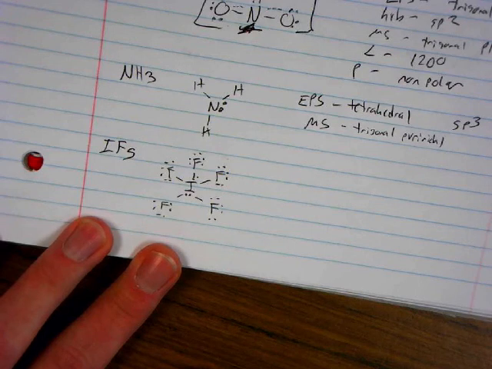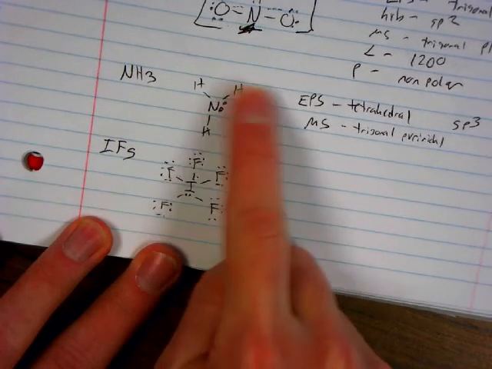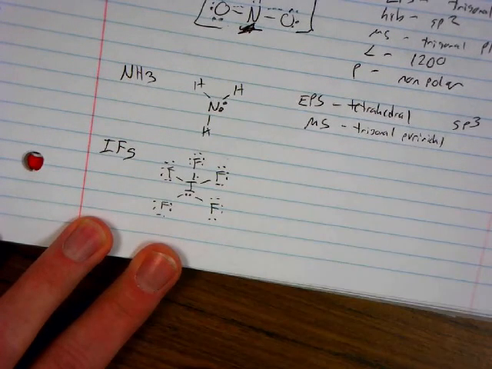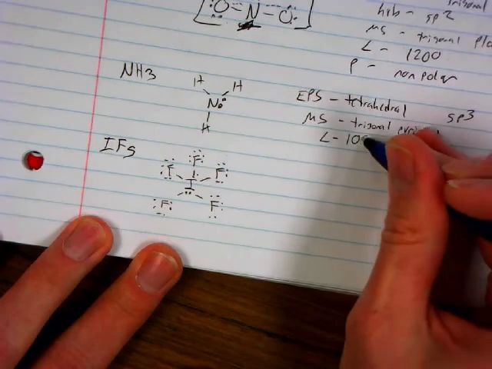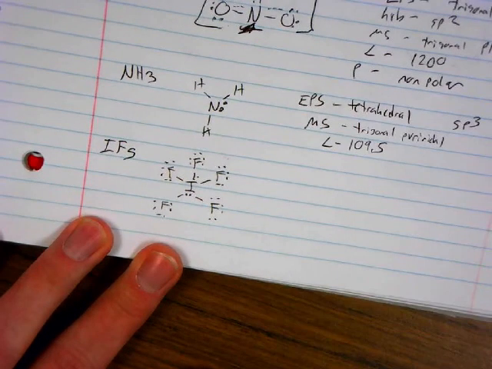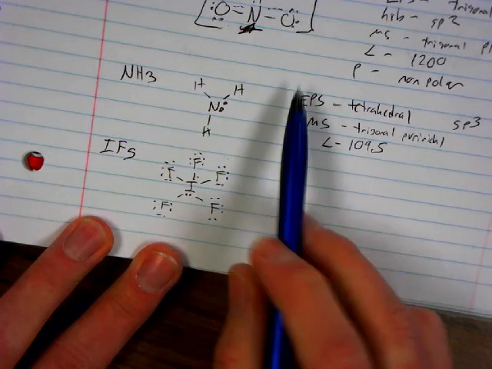So why is that? This one is trigonal pyramidal because before I put the lone pair, it's flat, right? It's flat in a triangle. Then I add the lone pair and it pushes it down. And the molecular structure is only where the atoms are.